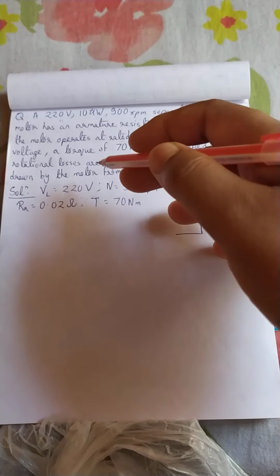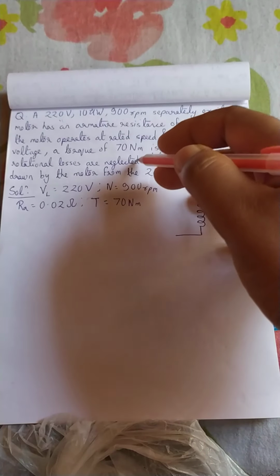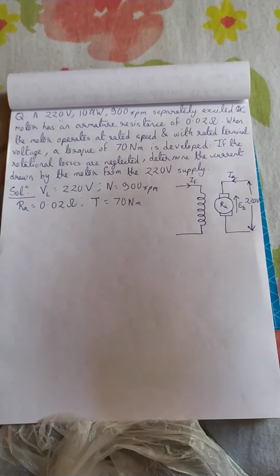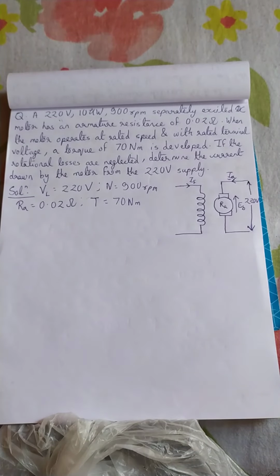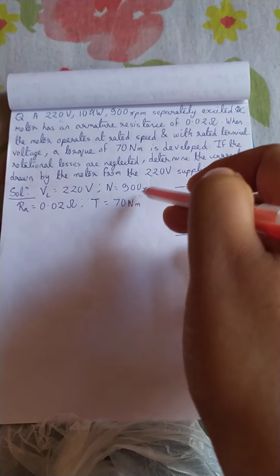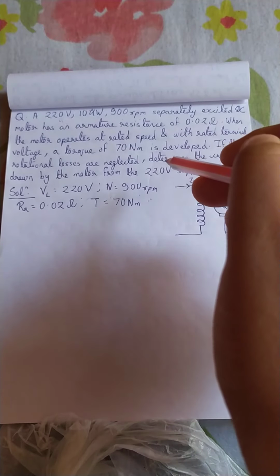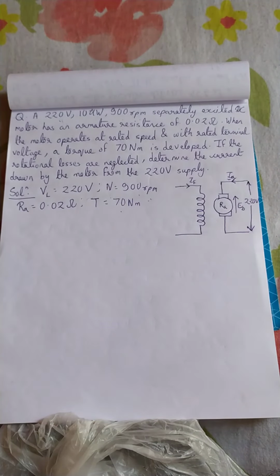Now what is given? When the motor is operating at the rated speed with the rated terminal voltage, the torque is this one. Now if we are neglecting the rotational loss, we have to find out what will be the current drawn by the motor under that condition when the supply voltage is 220 volt. So we have to find out the value of IA. All the values given: VL is 220, speed is 900 RPM because the motor will be running at the rated speed, and the output torque is this one. Armature resistance is given to us.